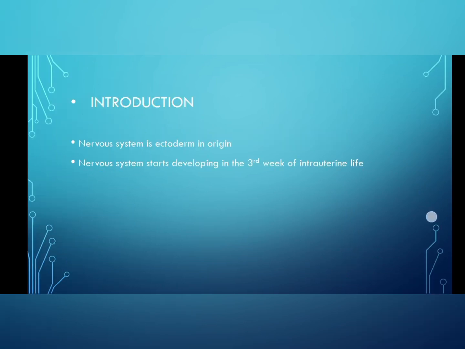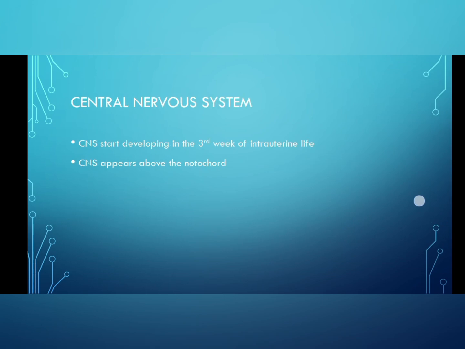Introduction. The nervous system is ectoderm in origin. The nervous system starts developing in the third week of intrauterine life. Central nervous system: the CNS starts developing in the third week of intrauterine life. CNS appears above the notochord.